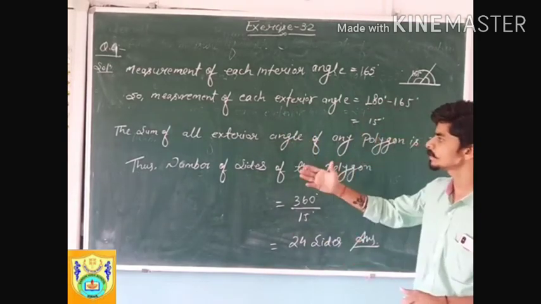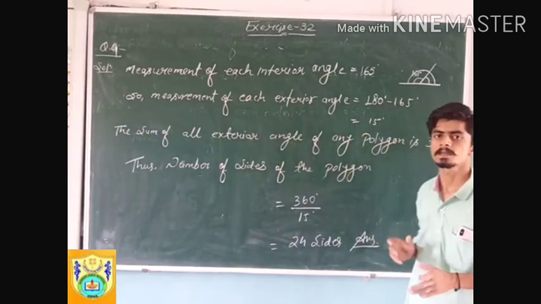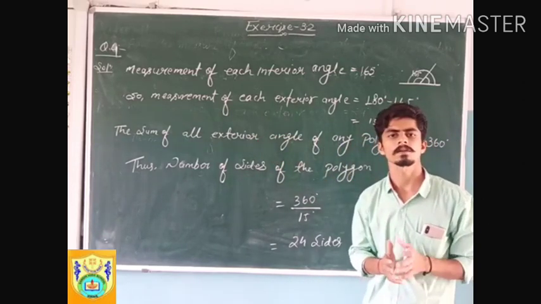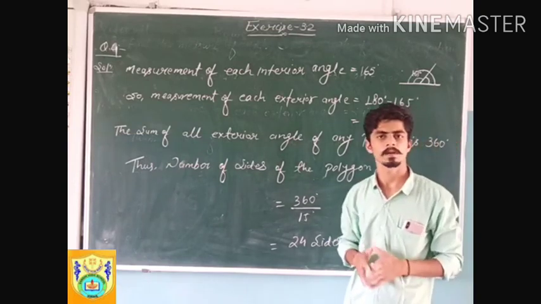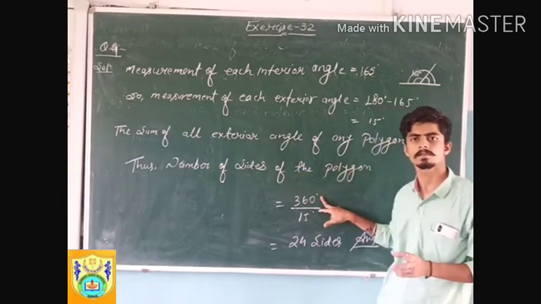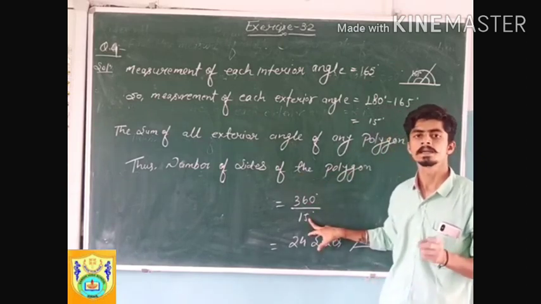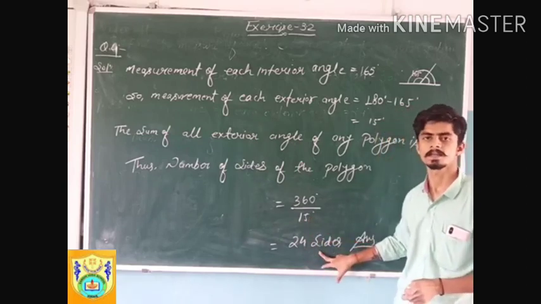After that, as we know that the exterior angle sum property is 360, that means the sum of all exterior angles of a particular polygon is equal to 360 degrees. Now we have to find the number of sides. So the number of sides will be 360, the total measurement of exterior angles, divided by the measurement of each exterior angle, and we get 24 sides as the answer.